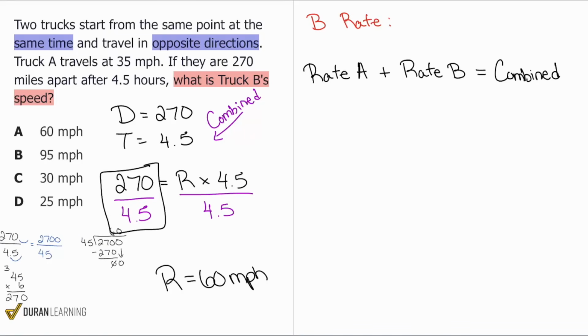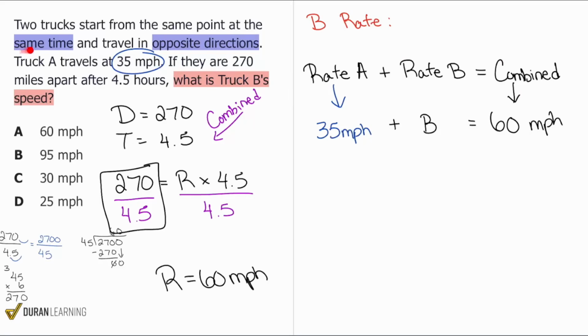So what did we say, everybody? If we know rate A, which is right here, 35 miles per hour, we don't know rate B, but we have rate C being 60 miles per hour. What's the last thing we need to do? We just got to subtract. And the success here, I'm going to point it out, is all based on knowing your relationships.